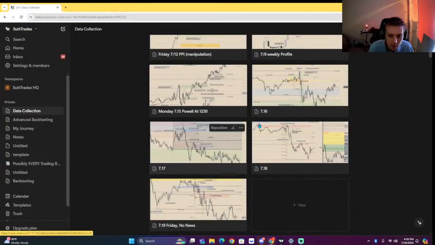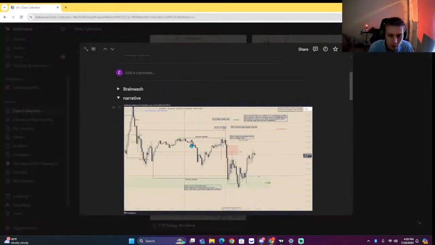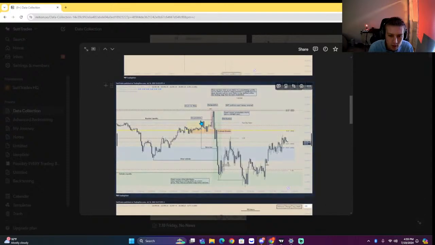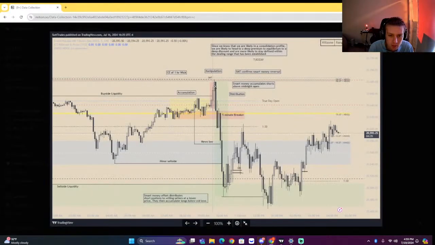On Wednesday, Tuesday, we had a nice accumulation, manipulation, distribution lower, redistribution. Okay, notice how on some of these days we originally took sell side, and then we have another redistribution after rebalancing to around equilibrium of that range, into that fair value gap.